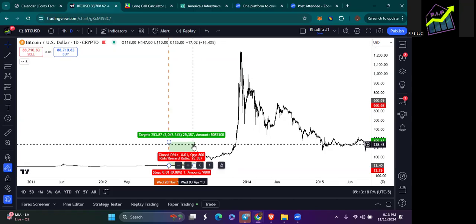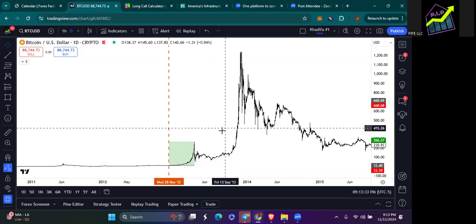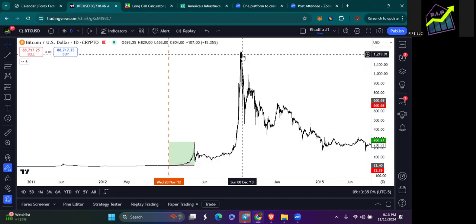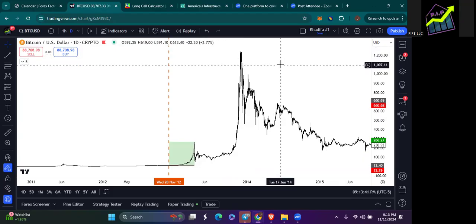If I take my mouse off of it, it's going to go away. But you can see it's right there. It says 2000% in parentheses. 2000%, right? That was the first Bitcoin halving. And then we see after that it just went ballistic in 2013, the next year.